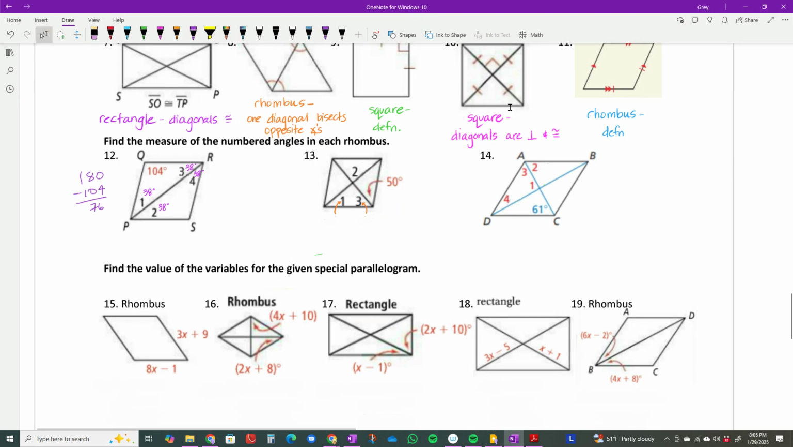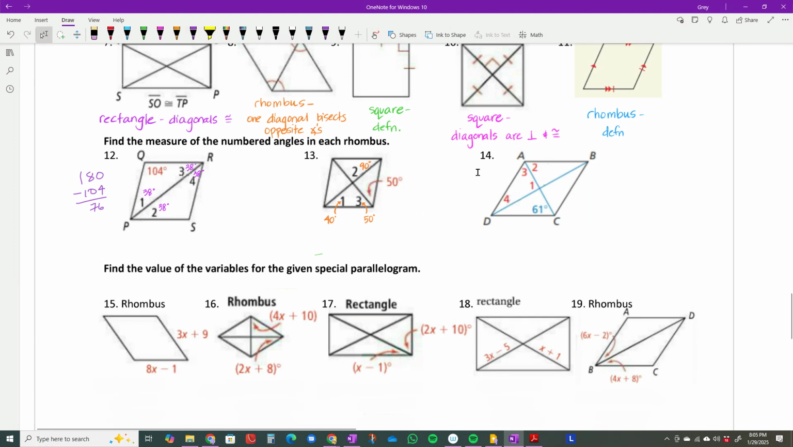Okay? Number 13, it's a rhombus. So if it's a rhombus, I know that the diagonals are perpendicular. So measure of angle 2 is 90 degrees. Okay, and if it's 90 degrees, we just did on here, we said we know these two angles have to be the same. So if that angle is 50, then you know that angle 3 is 50. And if 3 is 50, we talked about earlier that these two angles have to be complementary. So if 3 is 50, then 1 is 40.